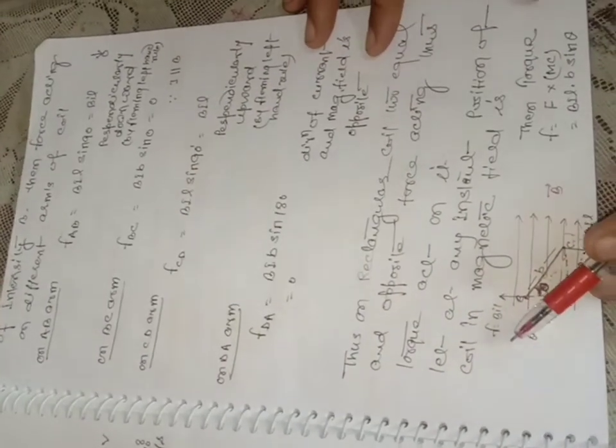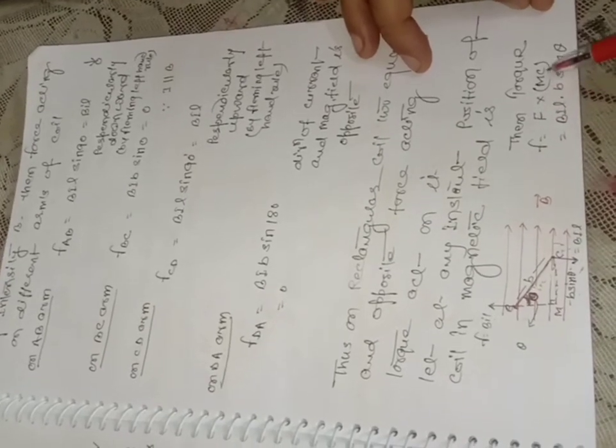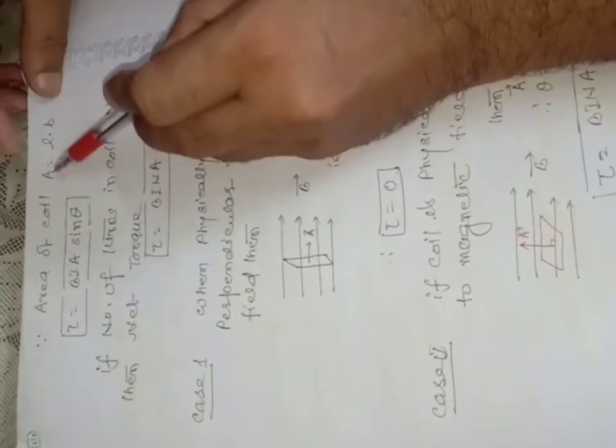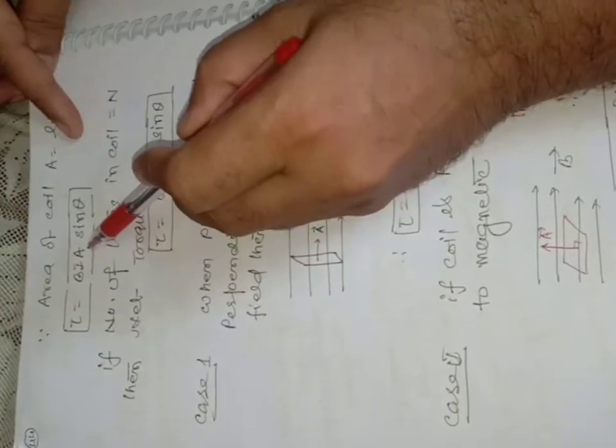So by the definition of torque, as you know, it is the product of force into the perpendicular distance between the forces. It is the couple of forces acting on a body. So torque is equal to BIL into the perpendicular distance B sin theta. It becomes BIA, because length into width is equal to area. So it is BIA sin theta. This A is the area of the rectangular coil.